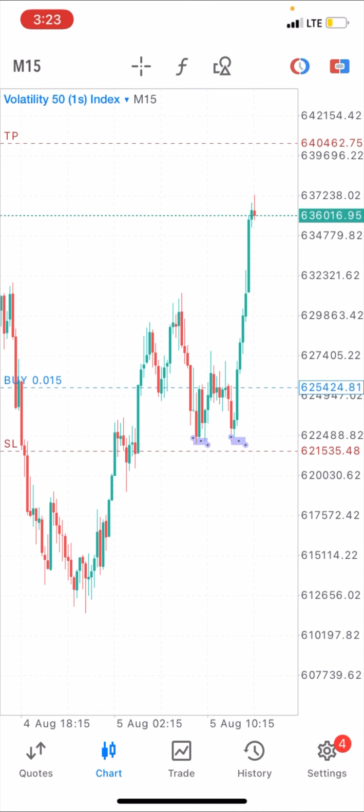The double bottom pattern will help you take good buying trades if you know how to use it well. It will help you take good entries if you are buying any financial markets, that is, if you understand how to use it properly. So how do you do it?